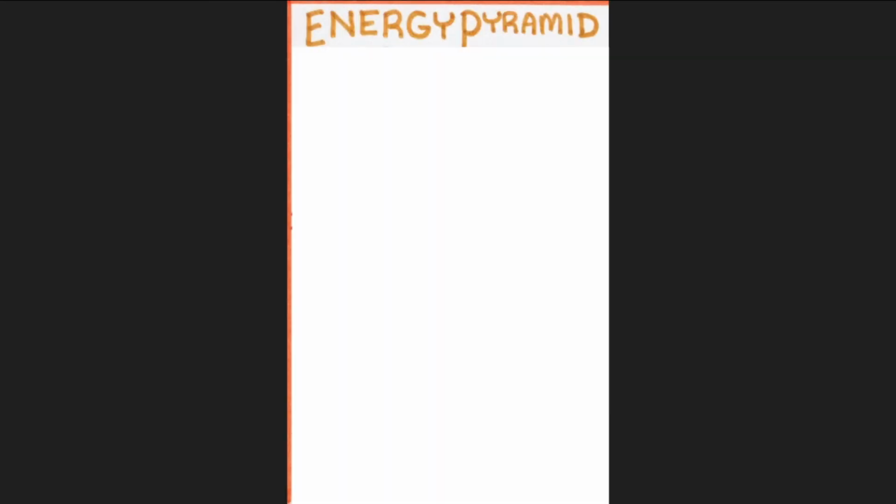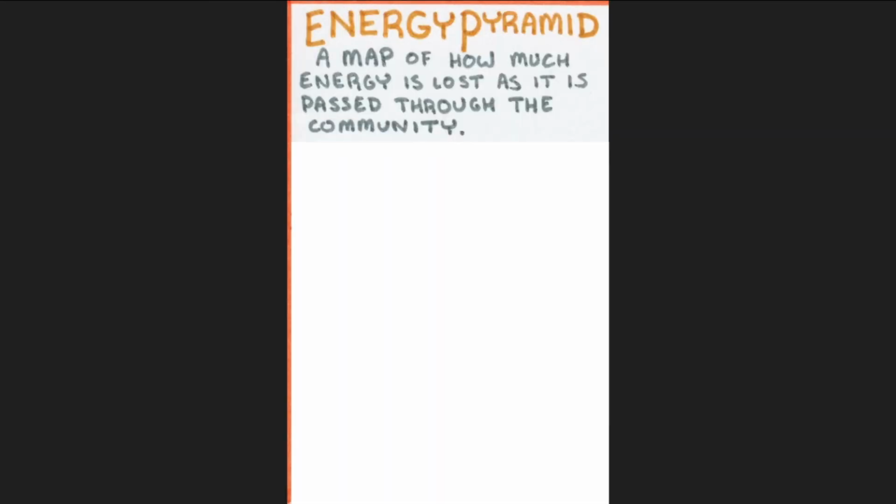Lastly, but not leastly, is the energy pyramid. An energy pyramid is a map of how much energy is lost as it is passed through the community. Have you ever wondered why a lion has to eat so much? Like why a lion has to eat an entire gazelle every couple of days to survive, but Fluffernutter the rabbit can eat a couple of handfuls of grass and be good for a little bit? There's a reason why, and I'm going to show you.